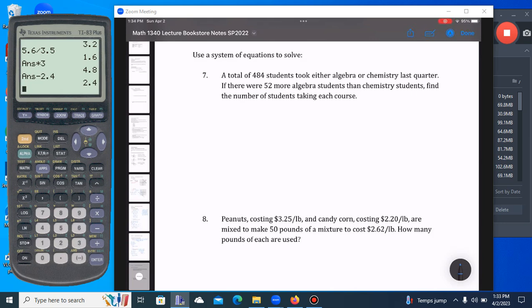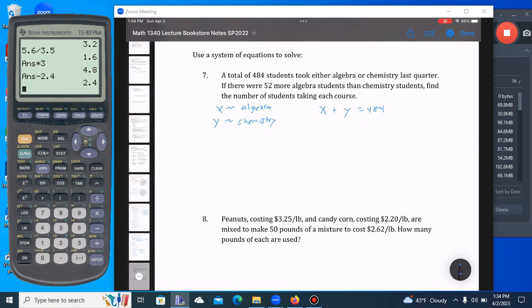Right, so total students. First thing we gotta do here is let variables be what they are. You can use any letter you want. I'm gonna use X for algebra and Y for chemistry. But if you want to use A for algebra and C for chemistry, that's fine too. And then the total is 484, so X algebra students plus Y chemistry students have to equal a total of 484. That's your first equation.